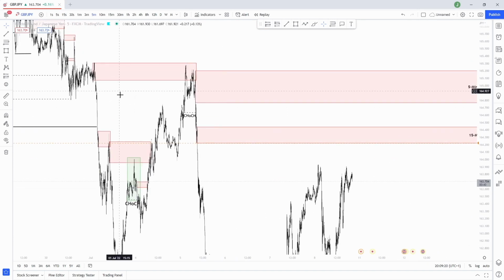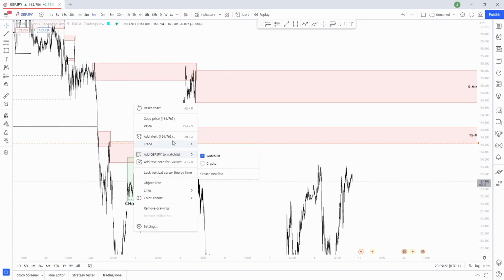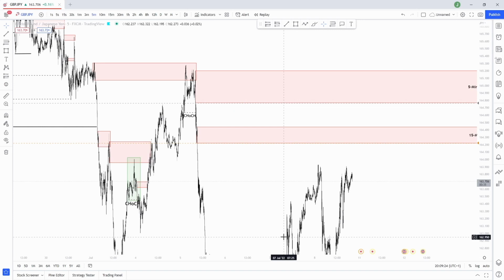I have my alerts set. I should actually probably add the alert to this one as well. So if price does come up and tap us into that zone, we know then, okay, let's look at this market. Let's try and find entry confirmation to follow that bias.